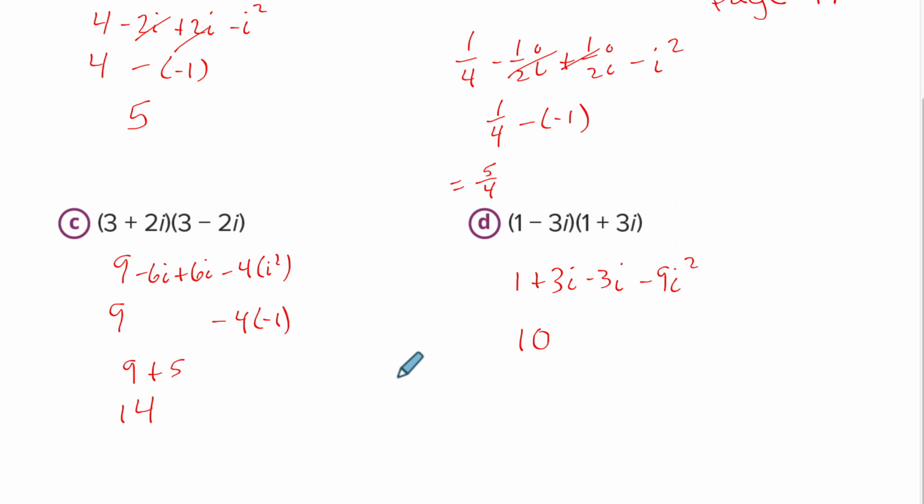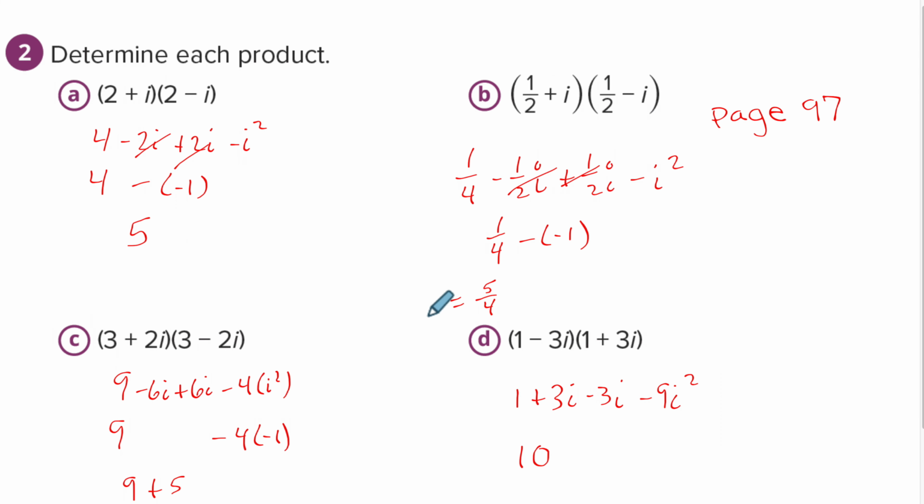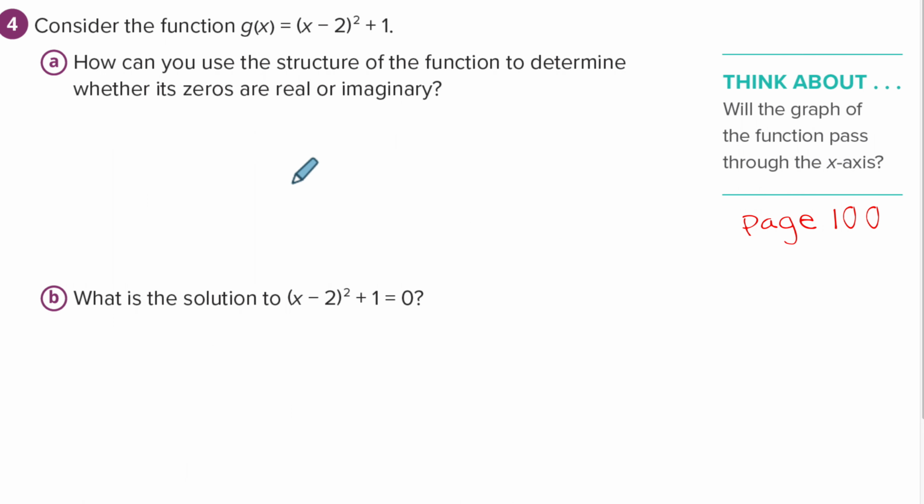Let's see, what do I want to say? Oh, notice all of this. The i's all went away for all of these because they are a difference of perfect squares. So it equals the first number squared minus the last number squared. That's what happens in all of these. You were supposed to kind of pick that up. So there you go. Let's go to page 100.